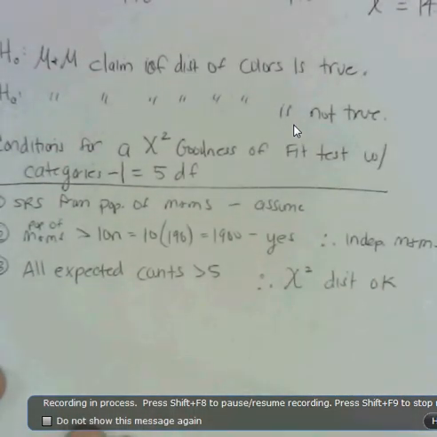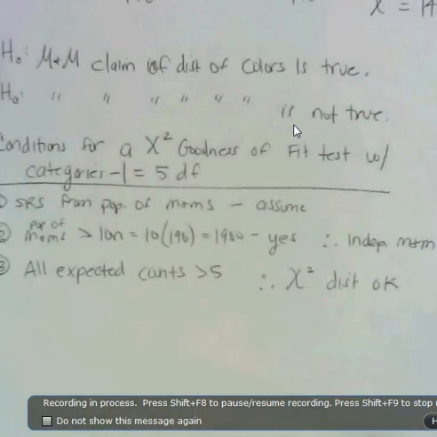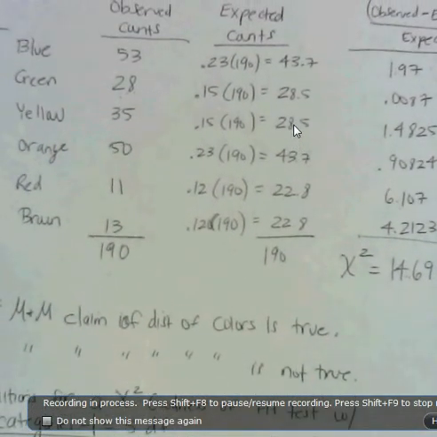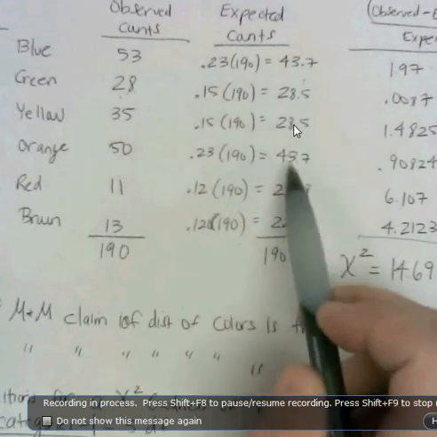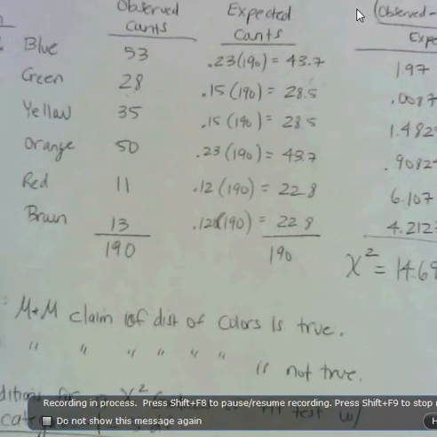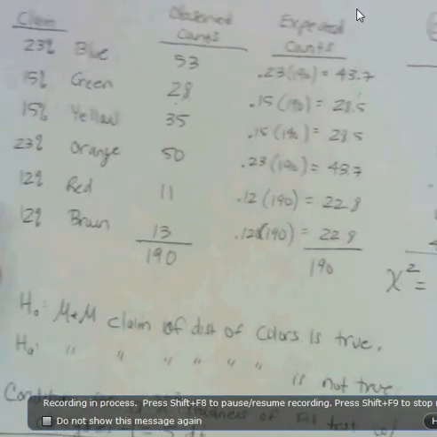So notice the therefore there, all expected counts. So I have to go back up to the expected counts column and notice every single one of these is greater than 5. You do have to be careful. If it's not greater than 5, what we could do is we could combine categories to try to make sure that they do get.